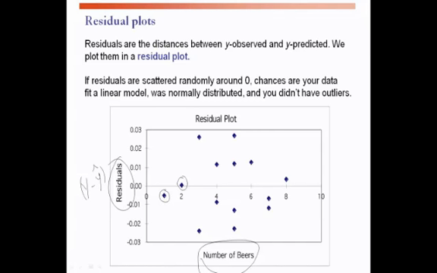If you see a pattern, that means the line that we constructed is not appropriate for the data. And I'm going to show you some examples of that. So you really want a residual plot which is randomly scattered about y equal to 0. Sorry.